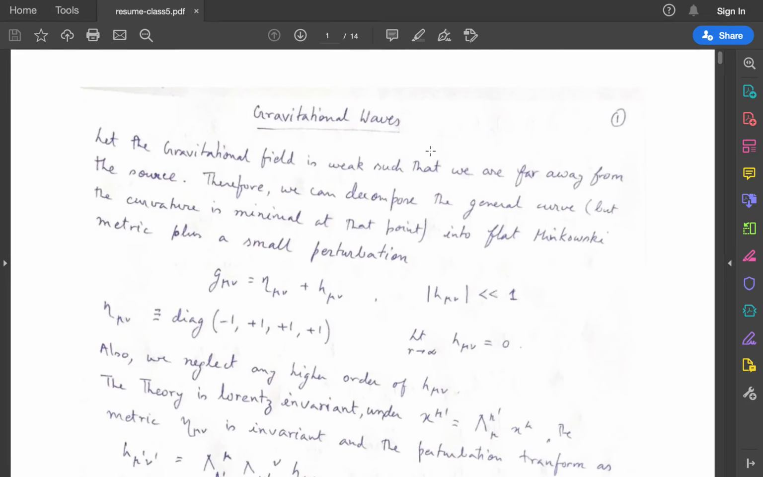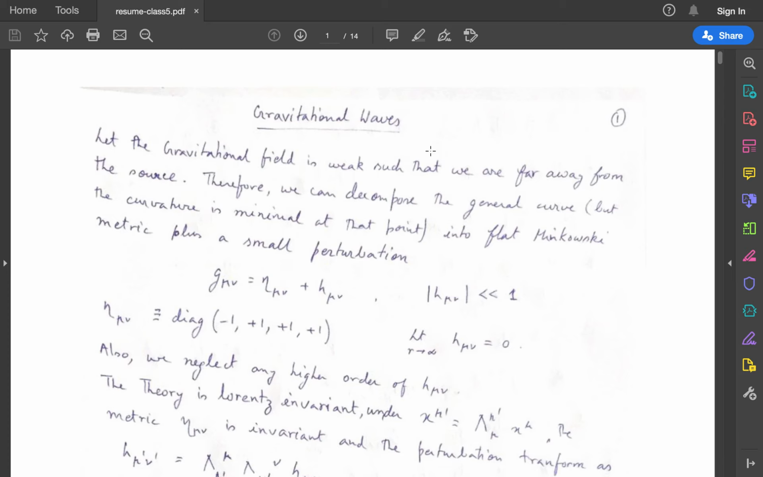Let us start. Today we will be studying gravitational waves, and to study them, the first assumption that we will make is that the gravitational field is weak. This can be thought of as the case when we are very far away from the source, and the gravitational radiation emitted by the source reaches us as a weak field. Therefore, any perturbation it creates in us is very weak.